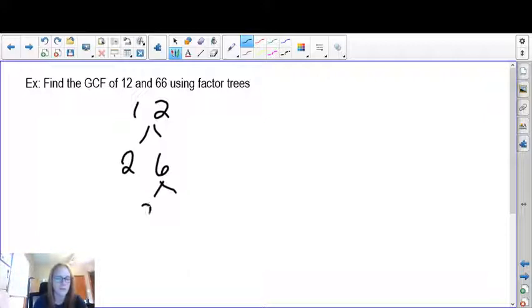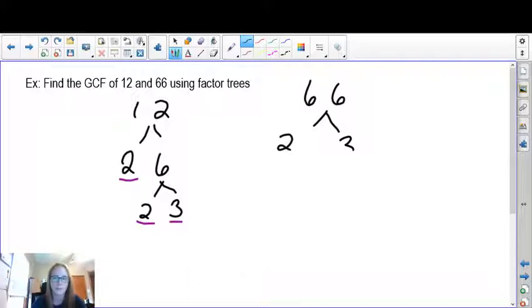So 2 and 6, which gives me 2 and 3. And again, I'm not circling. This isn't my final answer. I'm identifying my prime factors so that I don't forget. And then 66. Well, let's see. 2 and 33.